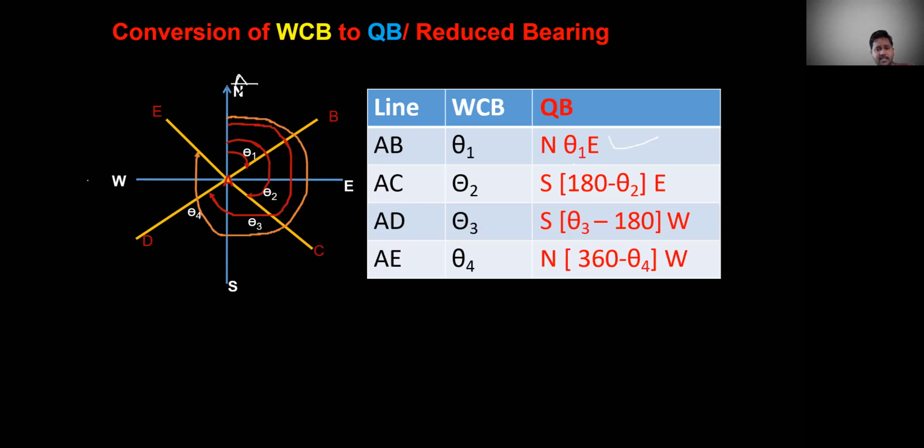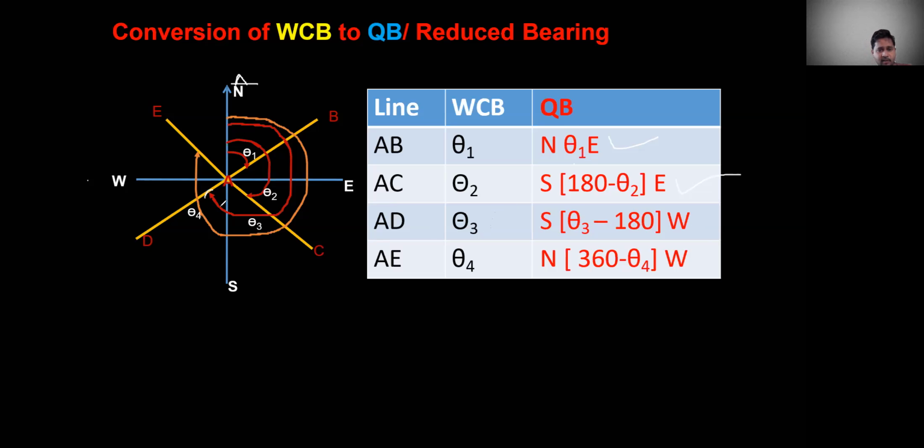If you see AC, here is my station A and AC. If we consider this angle AC as theta 2, and you want to convert that to quadrilateral bearing, it is south, 180 minus theta 2, which gives you southeast. 180 minus theta 2 gives you the quadrilateral bearing. If you want theta 3 of whole circle bearing into quadrilateral bearing, it is theta 3 minus 180 W, because it comes in the third coordinate.